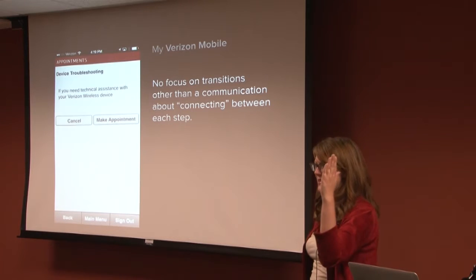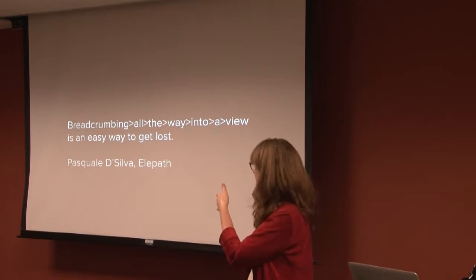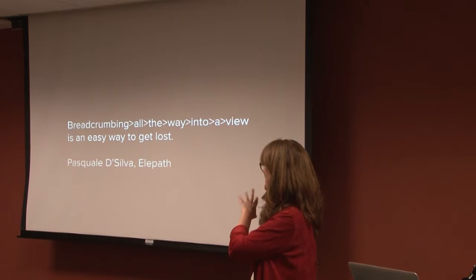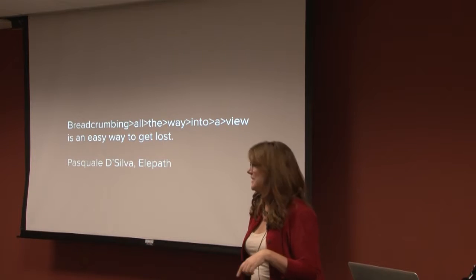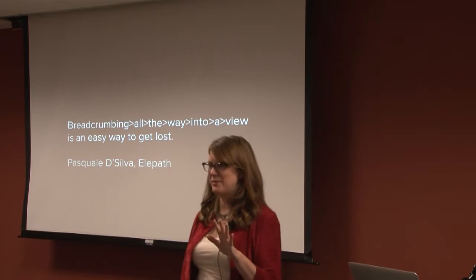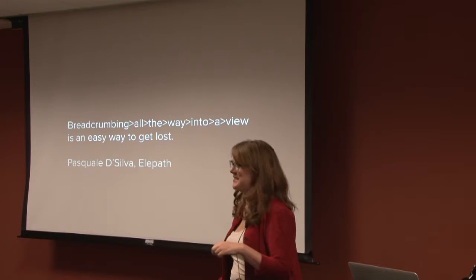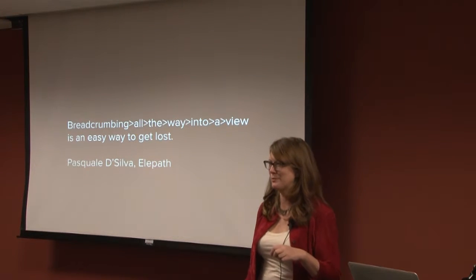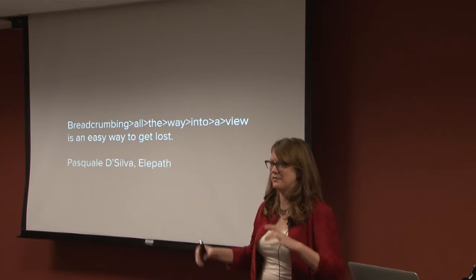So basically just linear breadcrumbs all the way through. And we're going to talk about a couple of Pasquales here. This one is Pasquale da Silva from Elapath, who's got a lot of really good information about transitions. And he said breadcrumbing all the way into a view is an easy way to get lost, especially in mobile. You just don't have that ability to see anything like a sitemap to get a context of where you are.